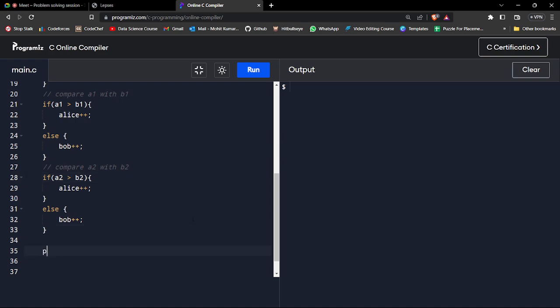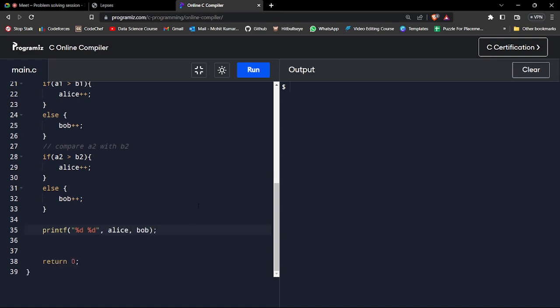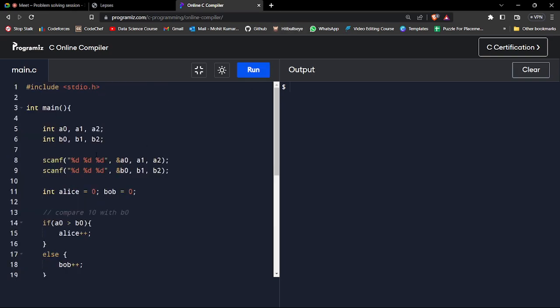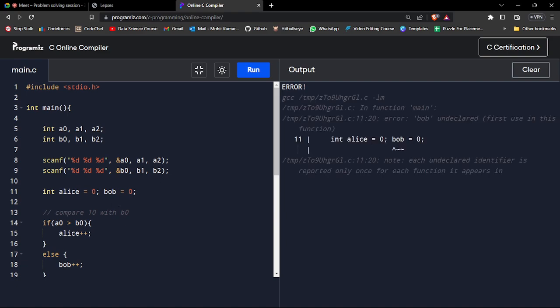And at the end, we just have to print %d %d, and the values are Alice and Bob. Okay, let's just run this. Okay, so it says Bob undeclared. I don't know why Bob is undeclared. Okay, so this is a comma, and this is also a mistake.